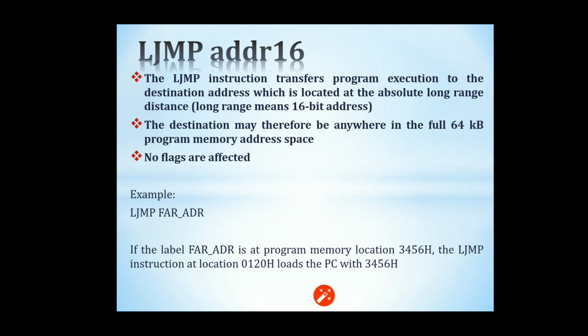LJMP address 16, that is long jump with a 16-bit address. The LJMP instruction transfers the program execution to the destination address which is located at an absolute long range distance. Long range distance means it has a 16-bit address. The destination may therefore be anywhere in the full 64 kilobytes of program memory address space. In this instruction, no flag will be affected.